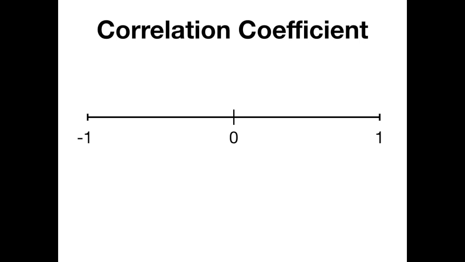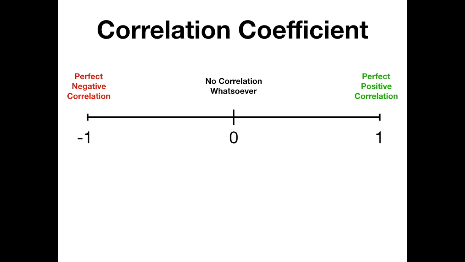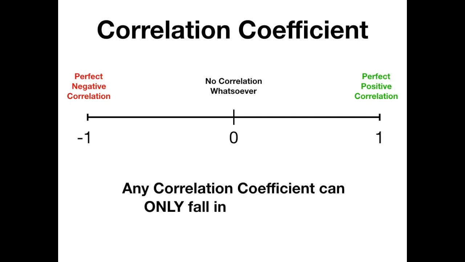If you have a -1 correlational coefficient, that means it's a perfect negative correlation. If you have a +1, that means it's going to be a perfect positive correlation. And a 0 would mean there's no correlation between the two variables whatsoever. Any correlational coefficient is going to fall only in these ranges. You can't have a -1.5 correlation or a 1.5. -1 is the lowest it can go, and 1 is the highest it can go, with any range in between those two.